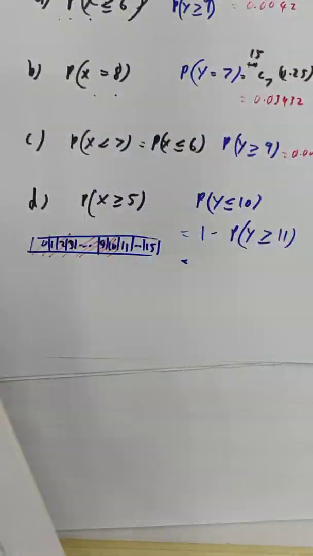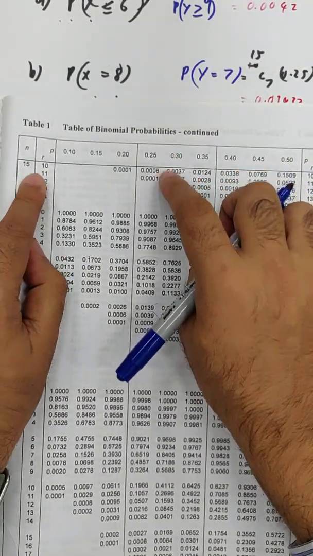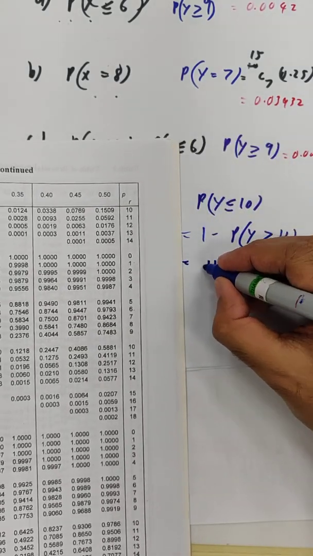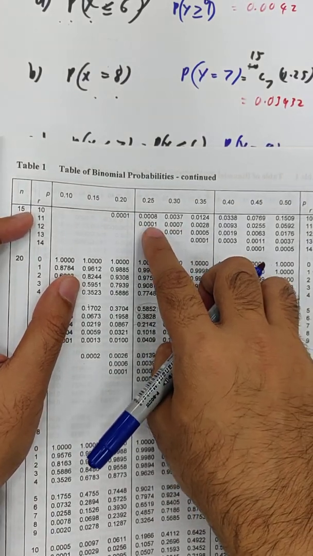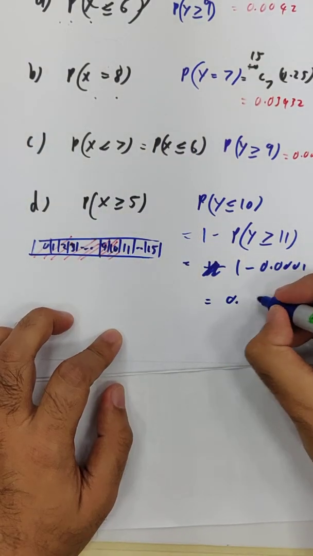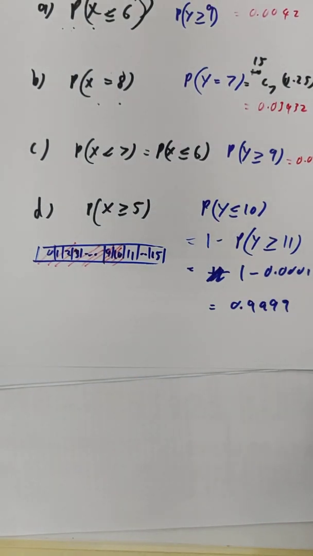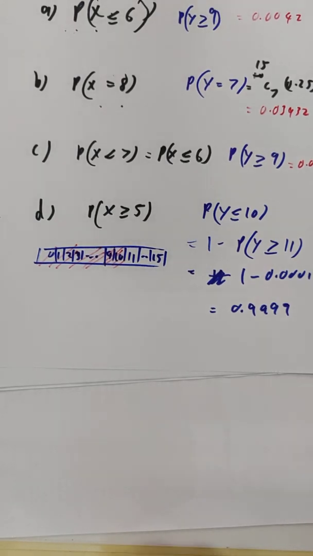Yeah, we should be finishing soon before your teacher comes. 0.25. 11 is the last one here. 1 minus 0.0001. So 0.9999? Yeah, correct. Okay, alhamdulillah, you got it right.